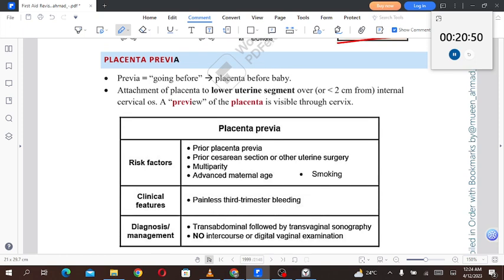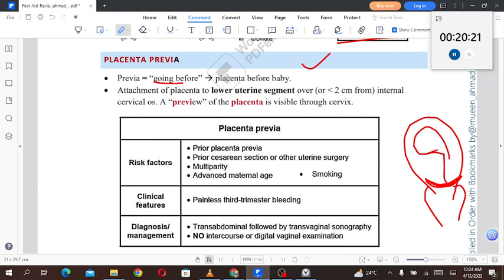What is placenta previa? Previa means going before, and placenta before baby. So if the placenta comes before the baby, that is called placenta previa. Now again I would like to highlight that normal deliveries follow the sequence that the baby will be delivered first, and a few minutes or hours later the placenta will be delivered. If the placenta comes first, the situation is basically that, suppose this is the uterus and here we have the cervix. On the internal cervical os we have implantation of the placenta over here, and the fetus is lying behind that.